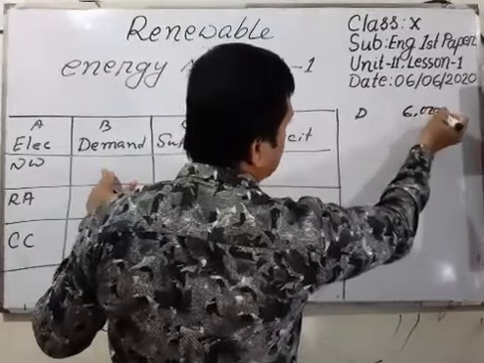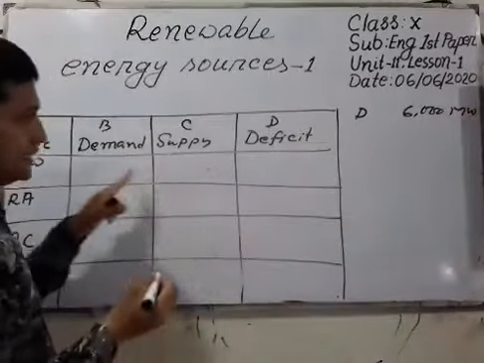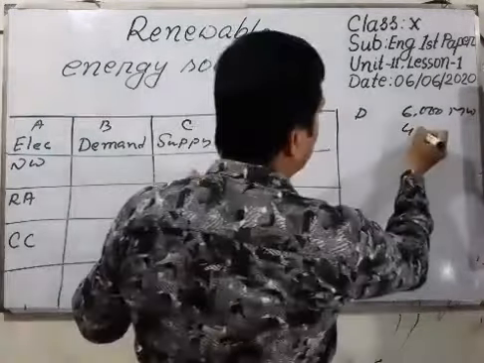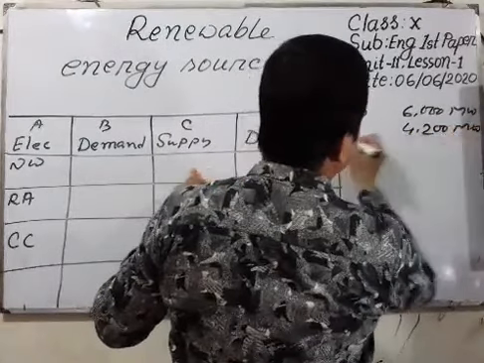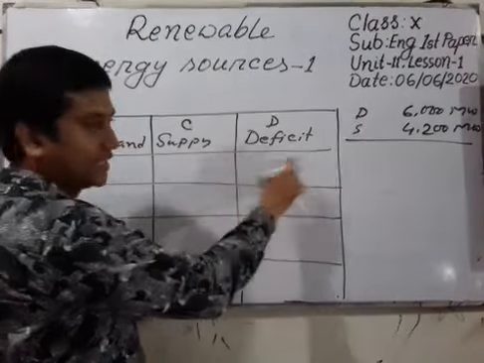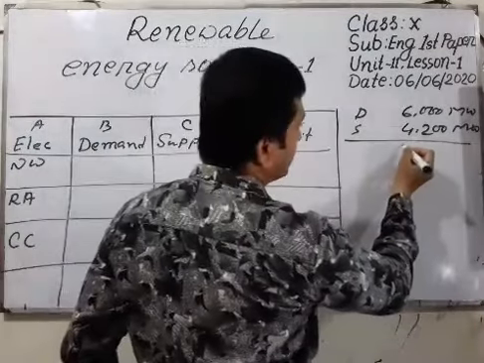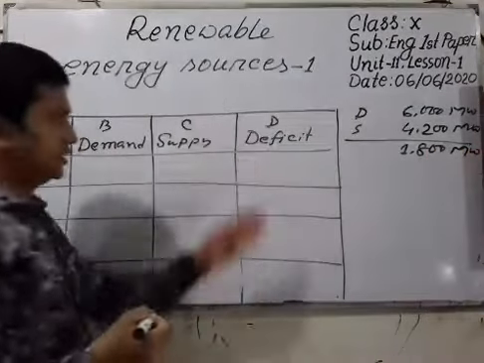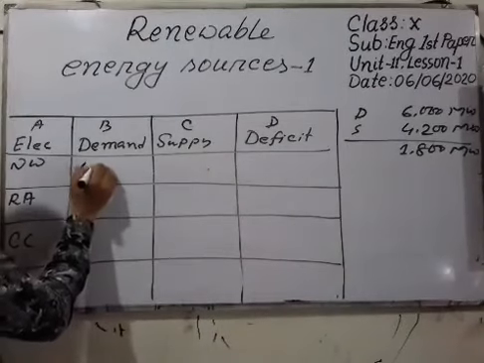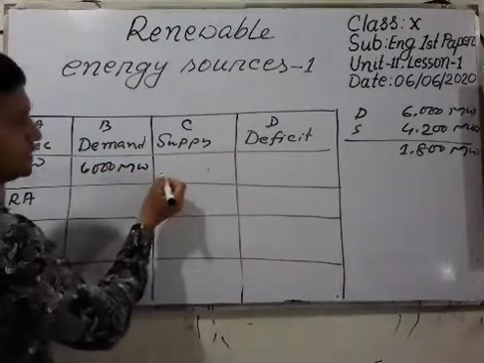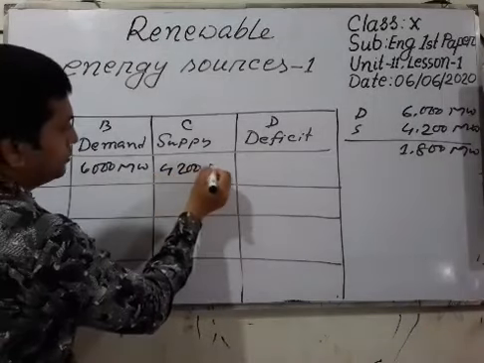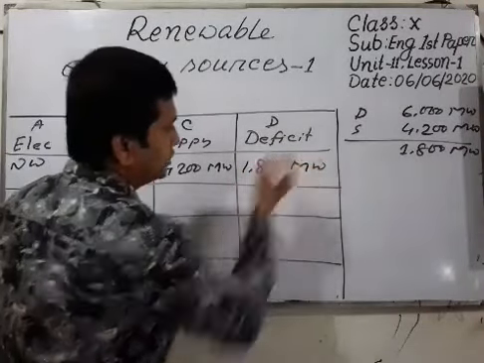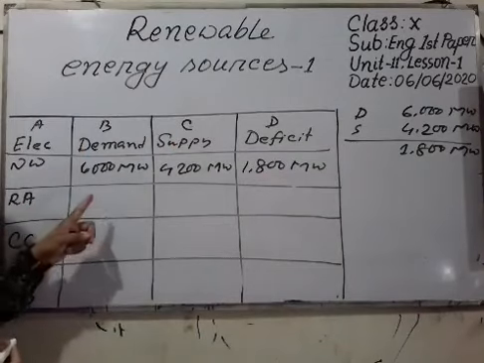Okay, now we see in the text, nationwide demand 6,000 megawatt, but supply you see 4,200 megawatt supply, but deficit, calculate this deficit, we see here 1,800 megawatt deficit. Okay, now you can write here 6,000 megawatt and supply is 4,200 megawatt and deficit 1,800 megawatt.